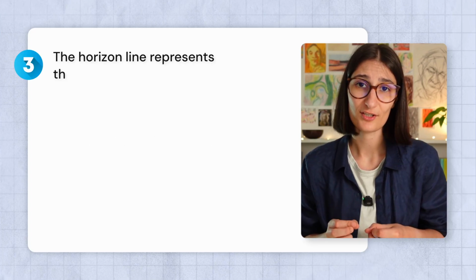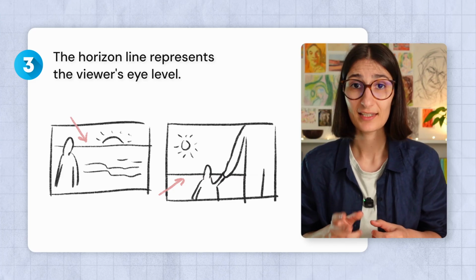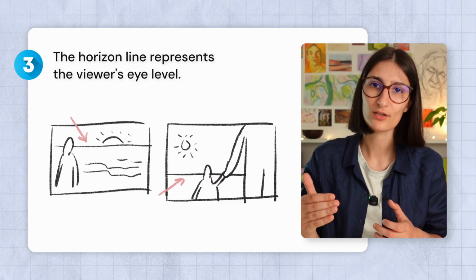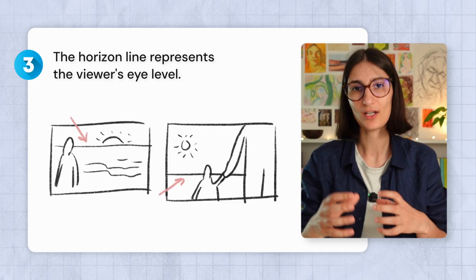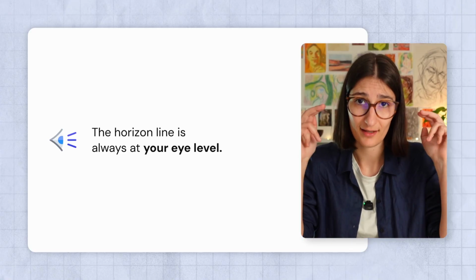The third observation is that the horizon line represents the viewer's eye level. It helps you organize the entire drawing and determine how objects are seen and where they are in space. So the horizon line is always at the viewer's eye level. By now you're probably asking, yeah, but how does all that apply in practice? That's what I'm going to explain next.